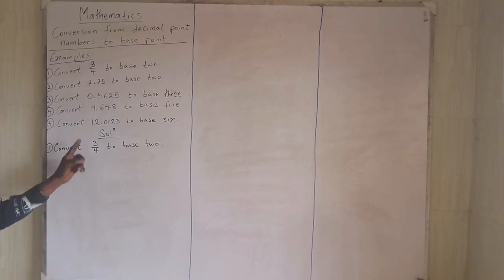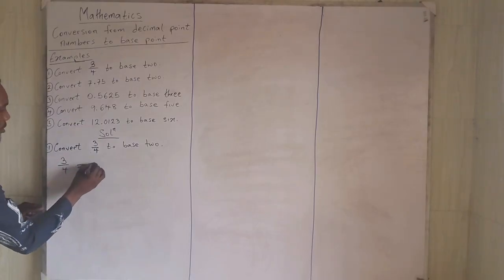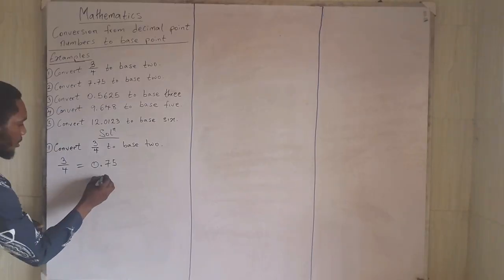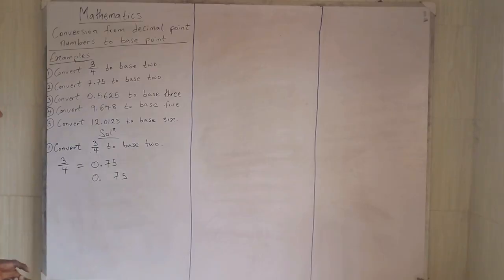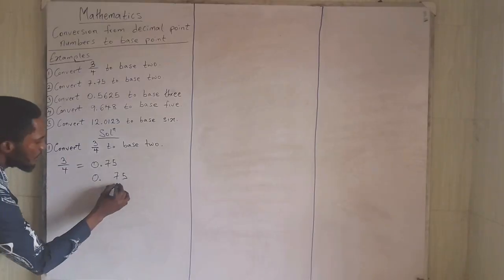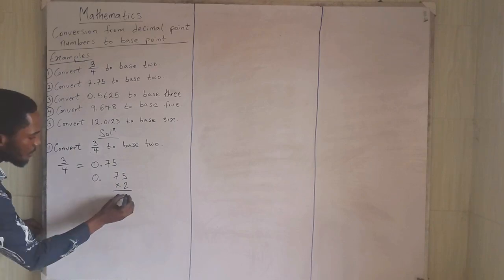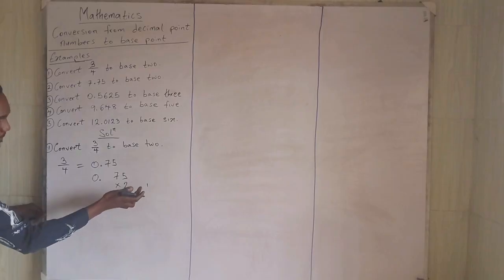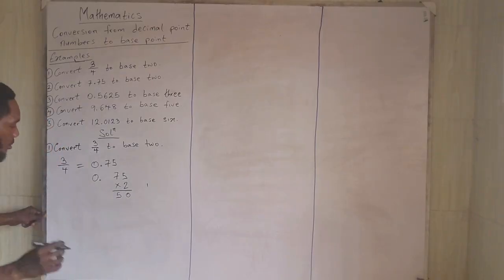What we have to do is change this fraction to a decimal number. 3 over 4 is equal to 0.75. Now this is what we want to use. 75, and this is the 0 point. We want to convert 0.75 to base 2. That means multiply this by 2. 2 times 5, that is 10. 0, remainder 1. 2 times 7, that is 14, plus 1, that is 15. We write 5.